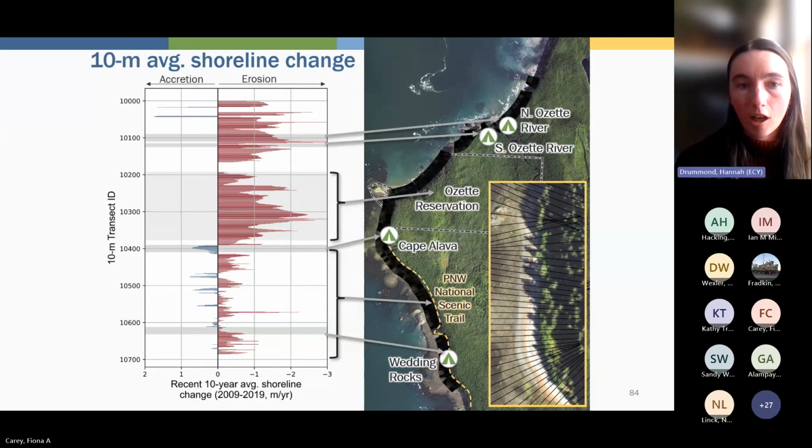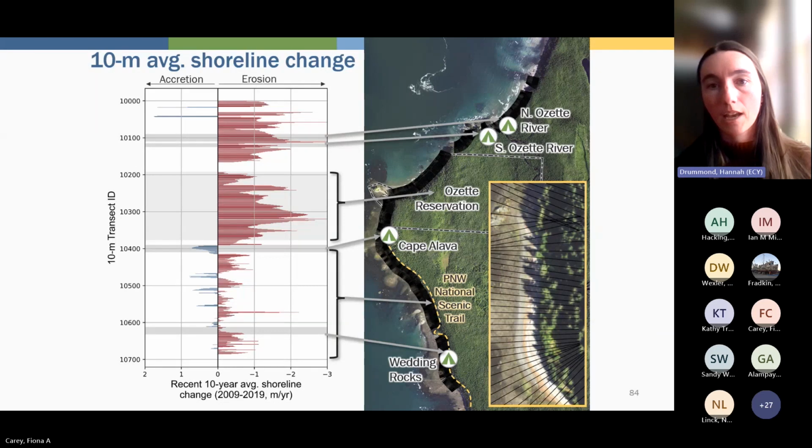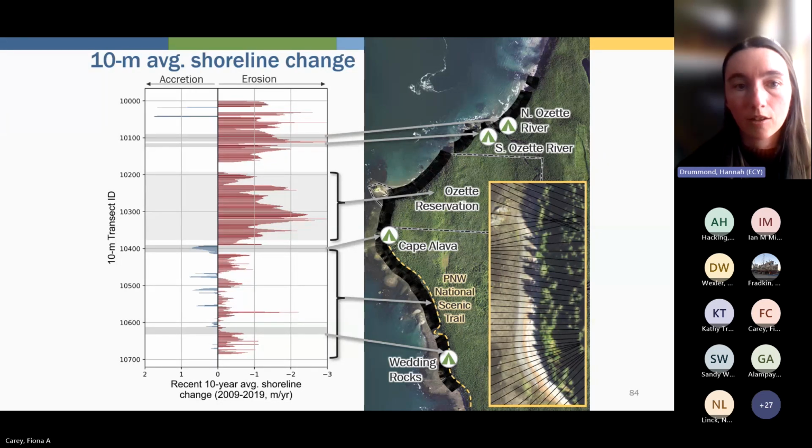All right, there's a lot going on in this figure. I'll first direct your attention to the bottom right-hand corner. That's just a zoom in on our 10-meter spaced transects. These are transects where we have average shoreline change rates. Now the bar graph to the left is showing one bar for each of those 10-meter spaced transects. At the top is the north of our study area, the bottom is the south of our study area. The blue bars going to the left are accretion, red bars going to the right are erosion.